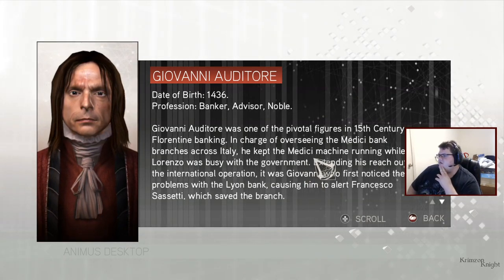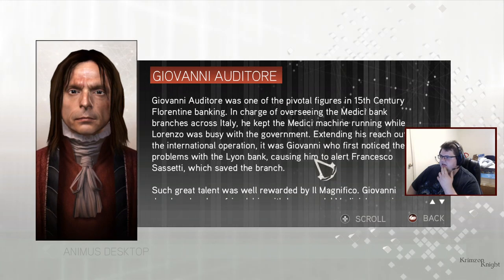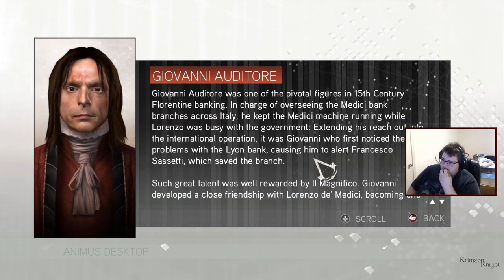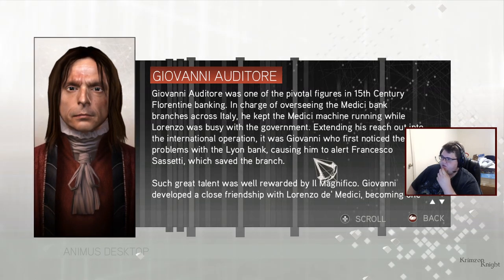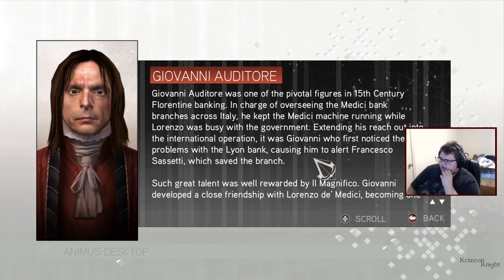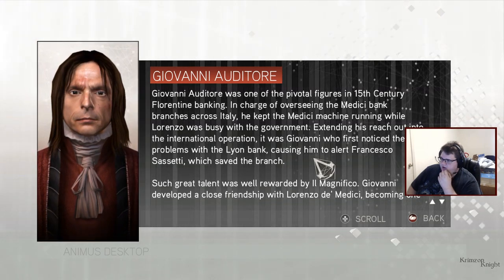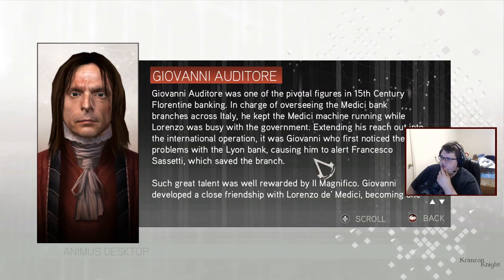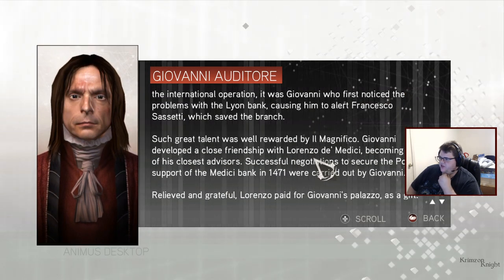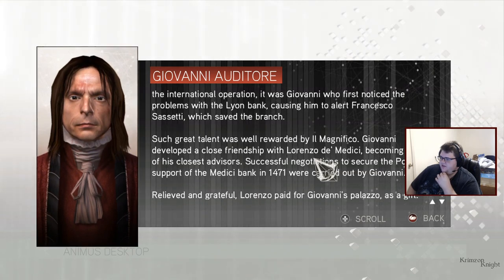Pivotal figures in 15th century Florentine banking. Charge of overseeing the Medici bank branches across Italy. He kept the Medici machine running while Lorenzo was busy with the government, extending his reach out into the international operation. It was Giovanni who first noticed the problems with the Lyon bank, causing him to alert Francesco Sassetti, which saved the branch.